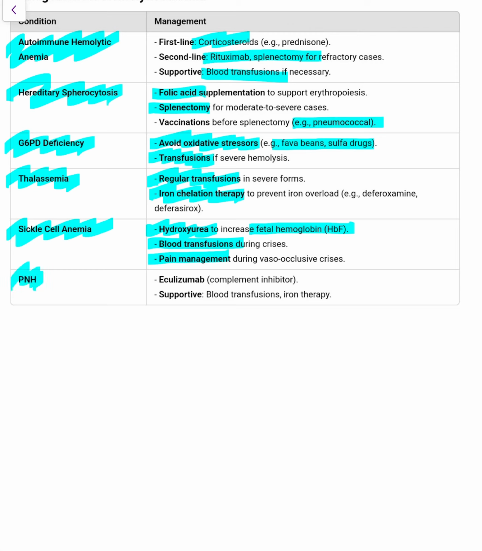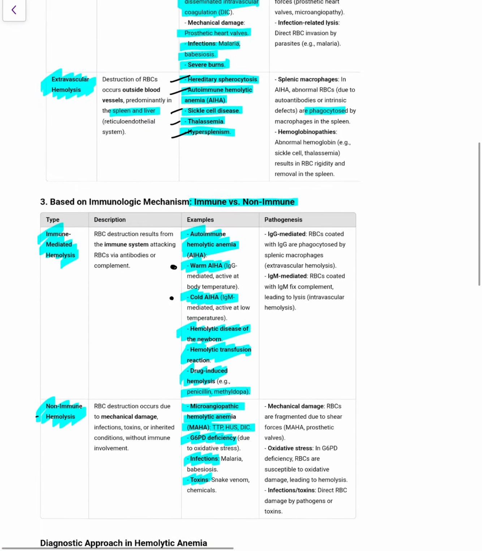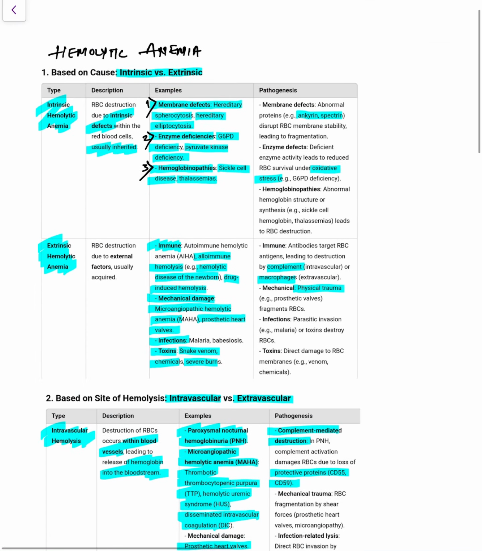And PNH, the wonderful drug eculizumab, a complement inhibitor, that is a C5 inhibitor. We have to give it once in 2 weeks. And blood transfusions, iron therapy. Also we can go with stem cell transplantation. So this was the brief discussion of hemolytic anemia, classification, diagnostic and treatment approach.